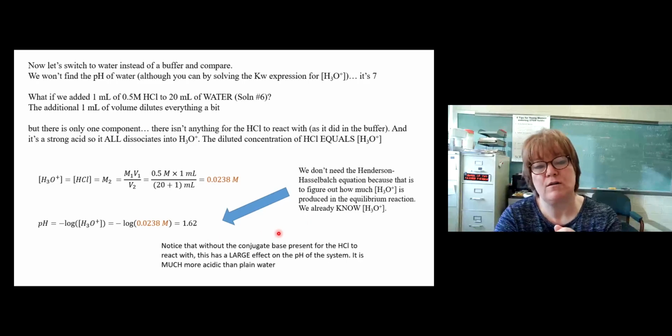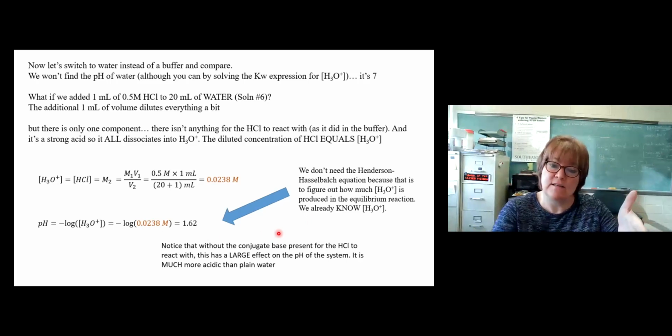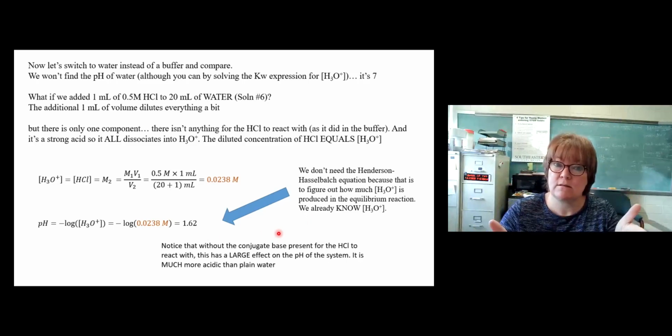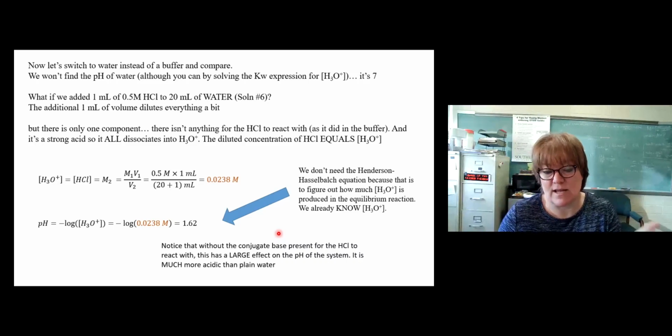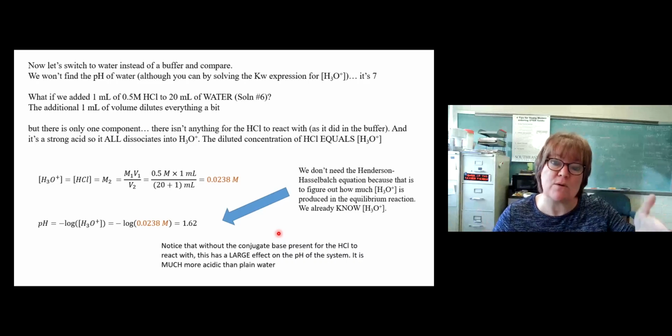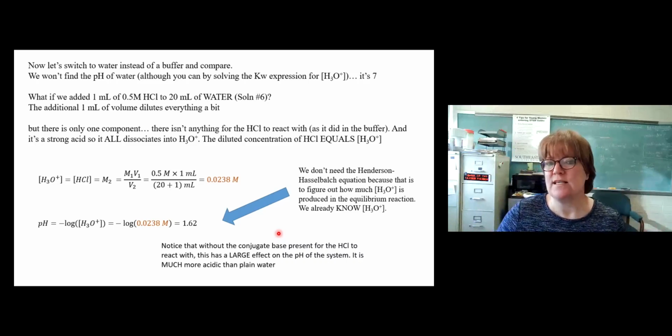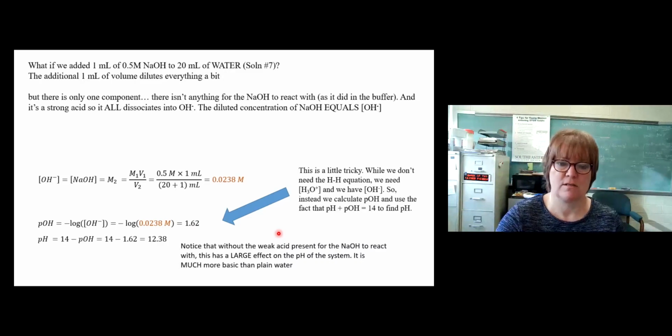Note that overall, I had started at 7. It did get more acidic, as it should when I add HCl, a strong acid, but it got much more acidic. It went from 7 to 1.62. That was a big jump. So this has a fairly large effect. There is no buffering. There is nothing for that hydronium ion to react with to sort of mitigate that change. And so we see a drastic change.